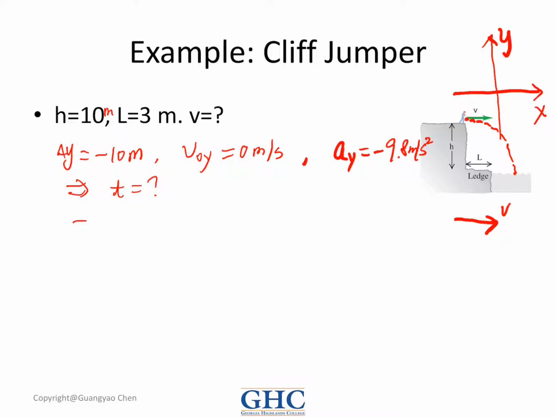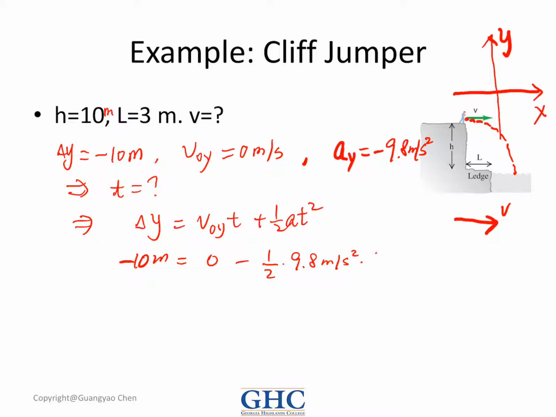You should figure it out. We should use this one: y equals v0y t plus 1/2 a t squared. So you just plug in all the numbers. 10 meters equals 0, this always gives us 0, subtract 1/2 times 9.8 meters per second squared times t squared. And you solve this one.